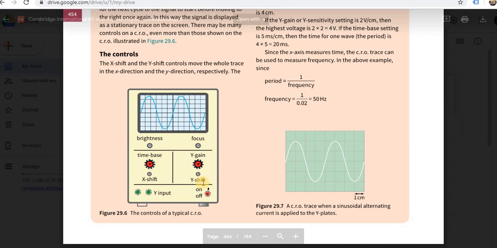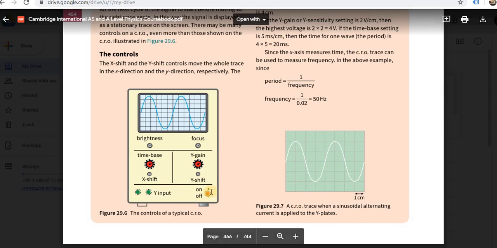And this is brightness and focus, but these two are the two important ones, the time base control and the Y gain control. This changes the shape of the graph in the Y or vertical direction. This changes the shape of the wave in the horizontal direction. So you can adjust the settings so that you see more waves or fewer waves using this. But using this, you can change the heights of the crests and the depths of the troughs of the wave. Okay, and here we have the on off button.